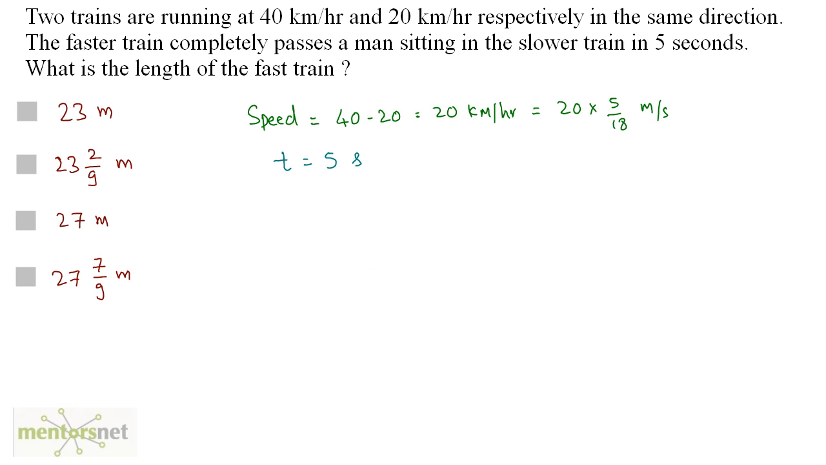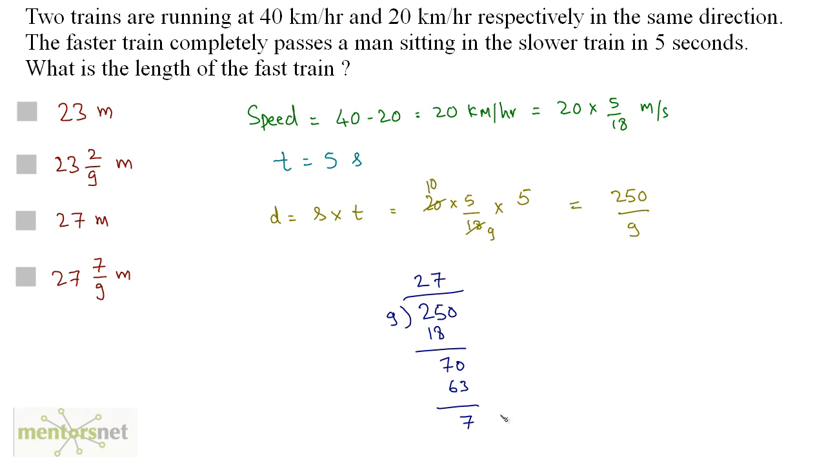So we have the formula for distance. Distance is equal to speed into time, and that is equal to, the speed is 20 times 5 by 18 times the time is 5. So 2 times 10 is 20, 2 times 9 is 18. So you have 5 times 5 is 25 times 10 is 250 by 9. Let us divide 250 by 9 now. So you have the answer as 27.7 by 9 meters. That is the length of the fast train. So option D is the correct answer.